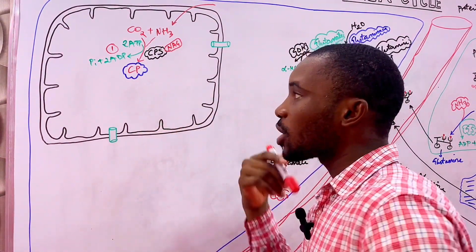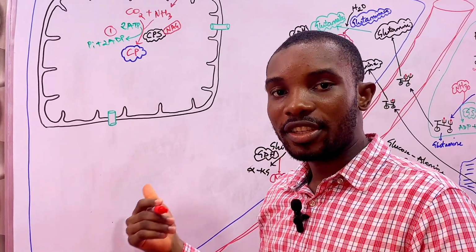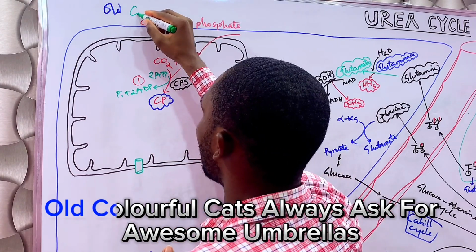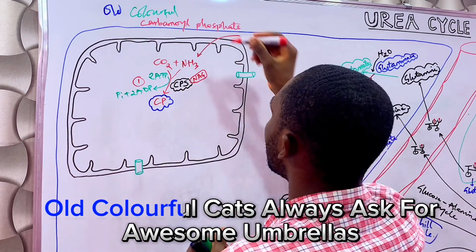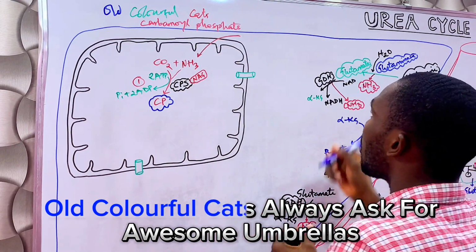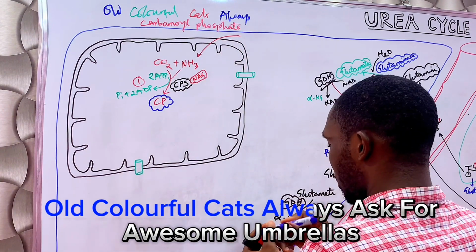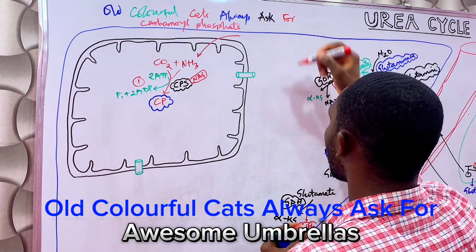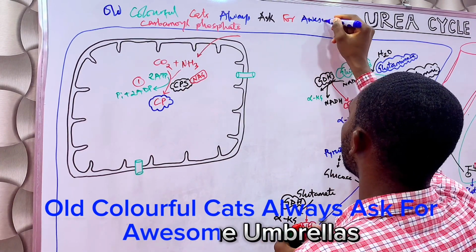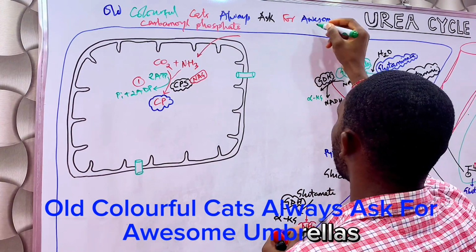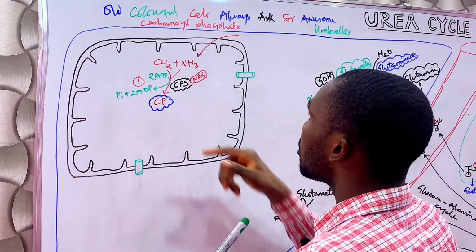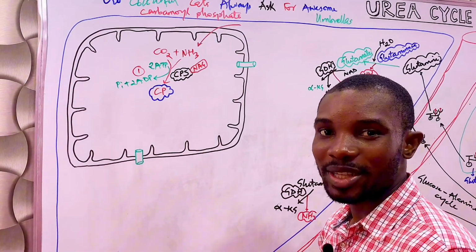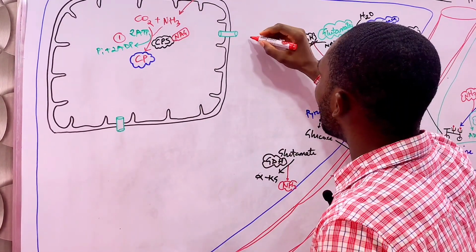Now, for subsequent steps, I'll tell you a mnemonic which we'd use to study each of the steps. The mnemonic we'd use is: old, colorful, cats, always, ask, for, awesome, umbrellas. So, old colorful cats always ask for awesome umbrellas. All right, we'll incorporate this mnemonic in the rest of the steps. Now for O, we have a baby over here called ornithine.